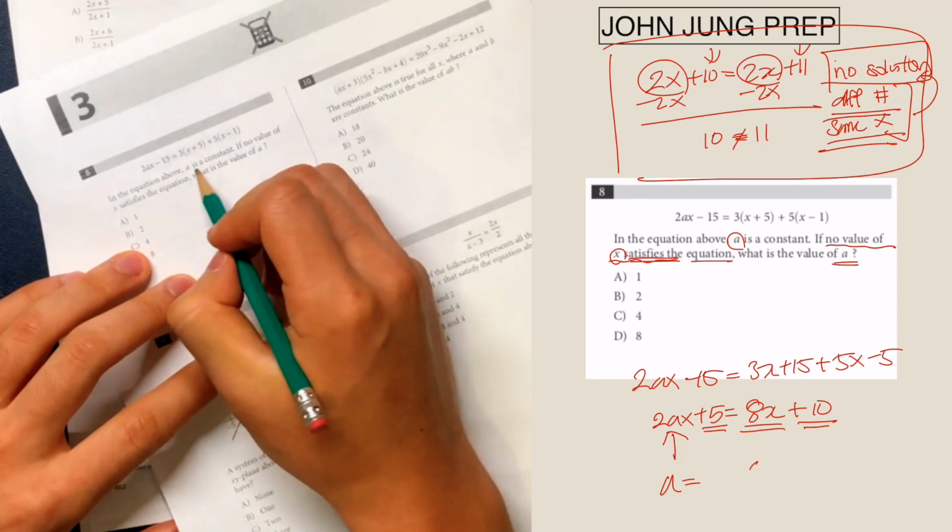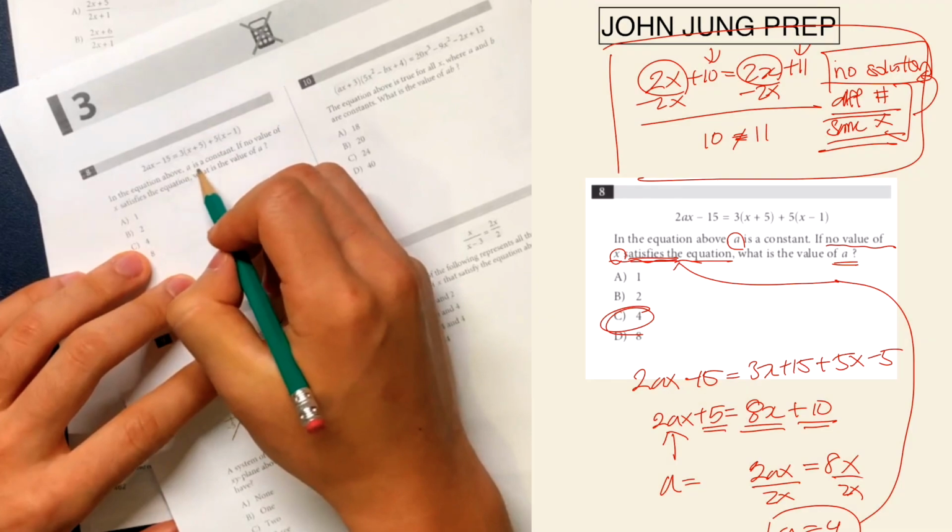So what we're going to do is come up with an a that makes it the same as 8x. Okay, so 2ax, we want it to be equal to 8x. So divide by 2x, a is equal to 4. And when a is equal to 4, there will not be any solution. There will be no solution that satisfies the equation. So our answer is going to be 4.